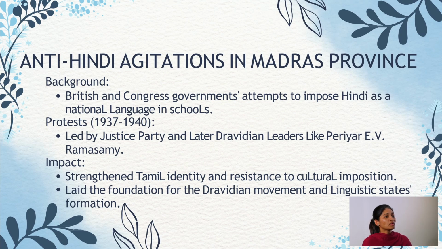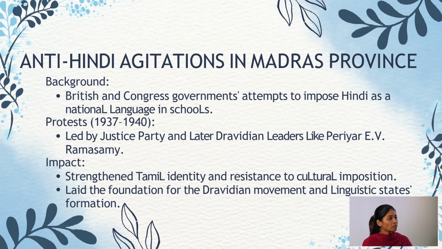Ramasamy. Methods of protest. The agitation involved a range of activities including fasts, conferences, marches, picketing of schools teaching Hindi, and public demonstrations. Notable events included the first anti-Hindi imposition conference in Kanchipuram in 1938 and a significant anti-Hindi march from Tiruchirappalli to Chennai.